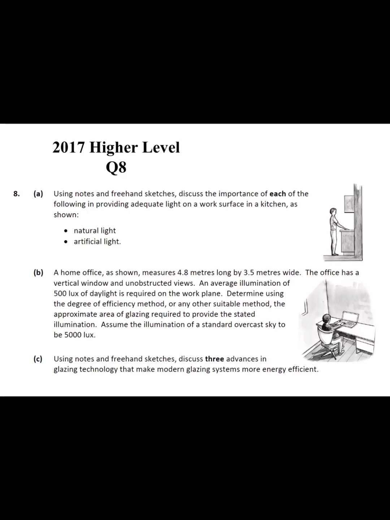2017 Higher Level Question 8. 8 Part A. Using notes and freehand sketches, discuss the importance of each of the following in providing adequate light on a work surface in a kitchen as shown. Natural light and artificial light. So here we're going to discuss both individually.